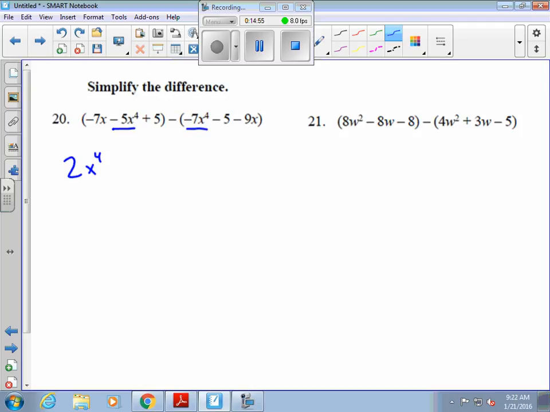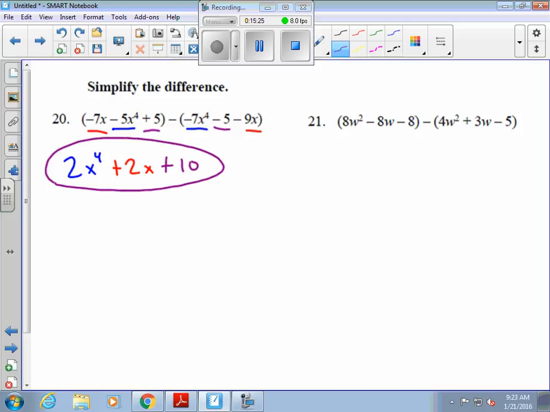The next biggest degree is only x to the first. It skips the third and it skips the second. It's okay. Negative 7x minus negative 9x. Again, minus a negative means plus a positive. Negative 7 plus 9 is positive 2x. And then finally, the last degree is the constant term with no variable. 5 minus a negative 5. Minus the negative again means plus a positive. 5 plus 5 is 10. We cannot combine any of those because one of them has x to the fourth, one has x to the first, one has no variable. That's all we can do.